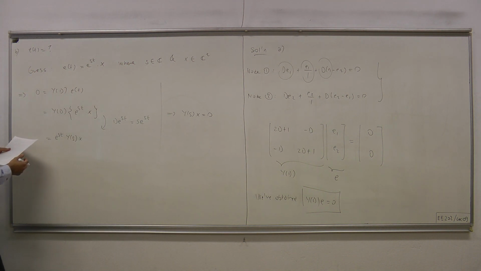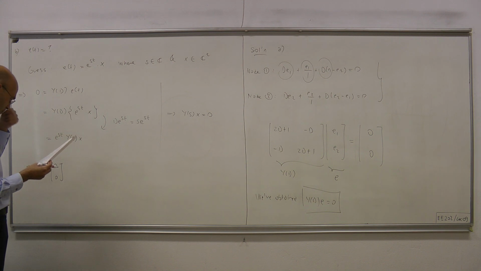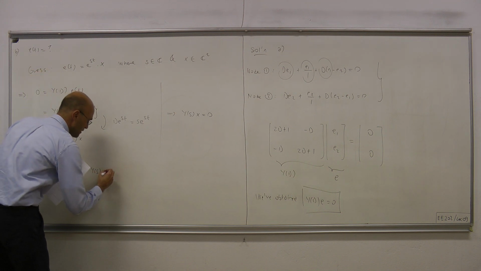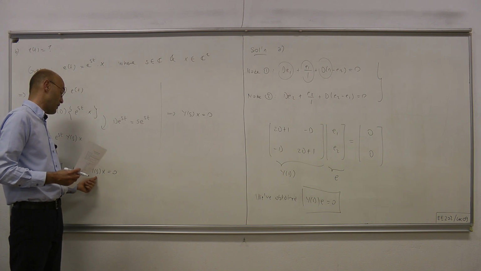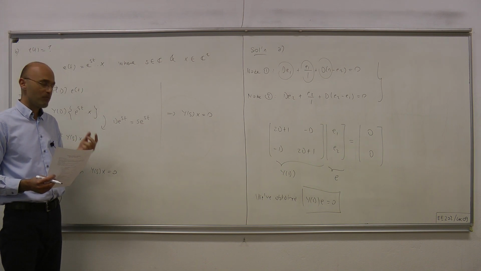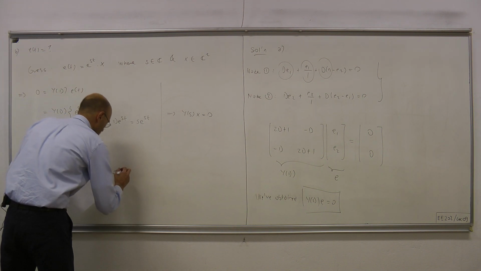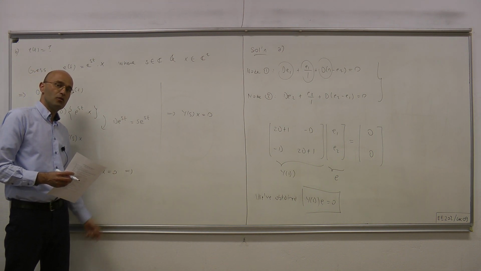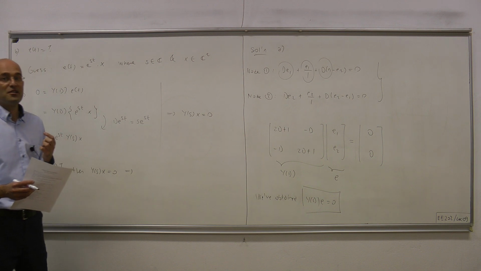Okay. So if x is different than 0, then y of s times x equals 0 means what? Now, first of all, y of s is a 2 by 2 matrix. And here x is a vector of size 2. So what you're doing is you're multiplying a non-zero vector with a matrix, and the right-hand side is 0. So that means that that matrix must be singular.